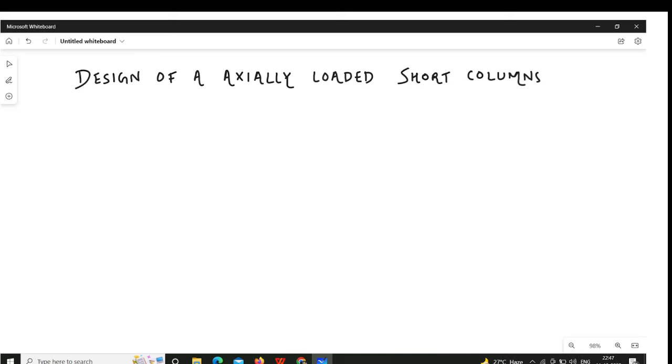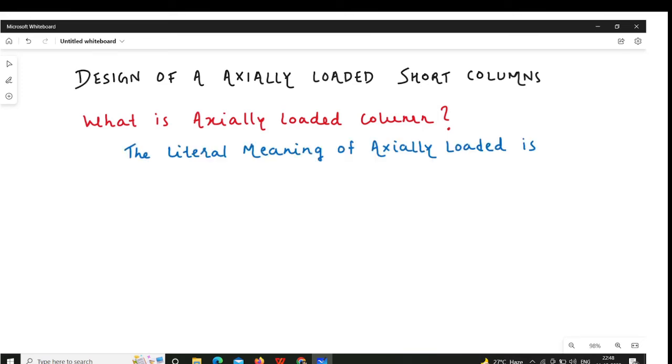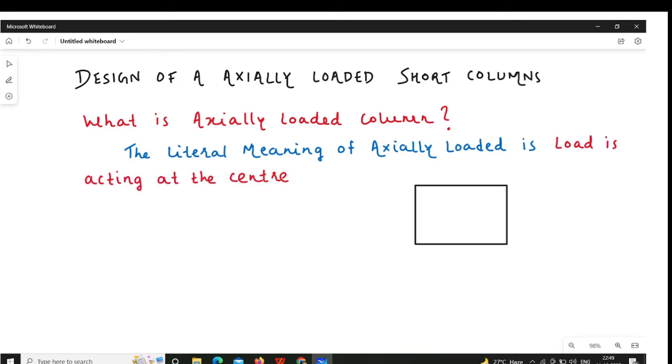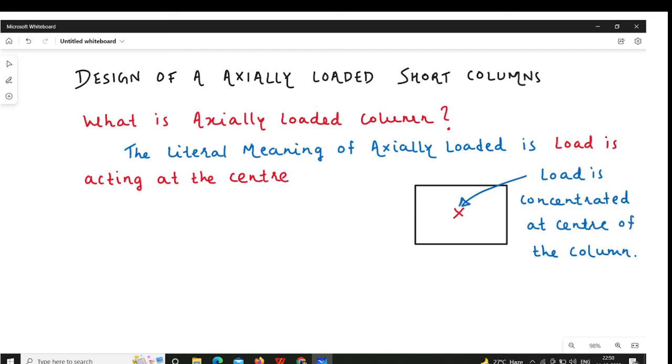Now we will see the design of an axially loaded short column. So first we have to understand what an axially loaded column is. The literal meaning of the axially loaded column is that the load is acting at the center. If this is the cross section of the column, then at the center of the column, the load is acting.